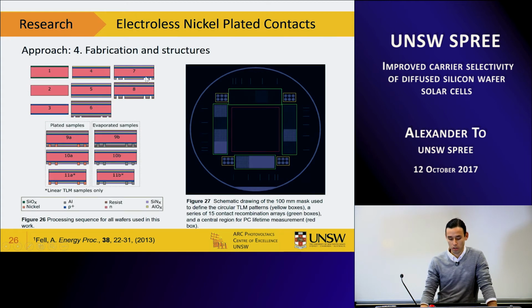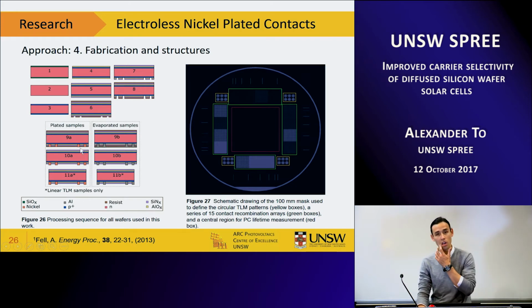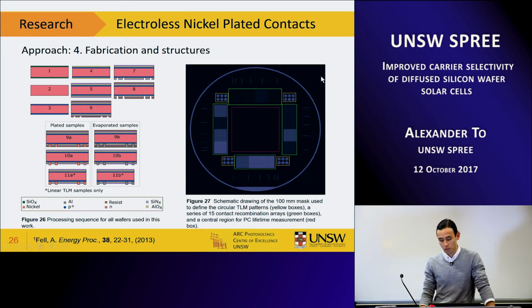So this was the fabrication and the test structure. Essentially, double-sided boron diffusion, capped with aluminium oxide, capped that oxide with nitride, photolithography, etching, and then metallization for both plated and evaporated samples. Now, the evaporated samples were evaporated aluminium, and they were used as a reference to compare the performance of the plated nickel relative to the aluminium. And this is the test structure pattern that we used.